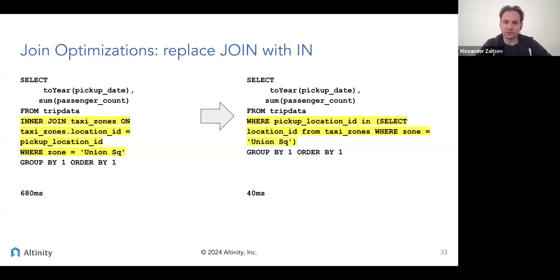You can filter the join table first, extract location IDs, and then use a where condition on location IDs only. This query is much faster. You can see that the query performance increased 15 times in this example, which is pretty impressive.